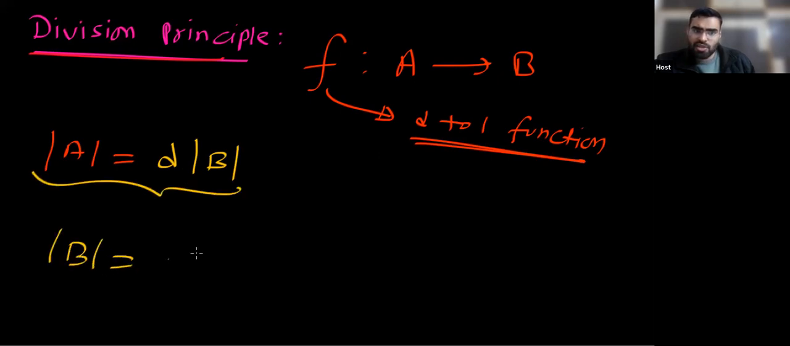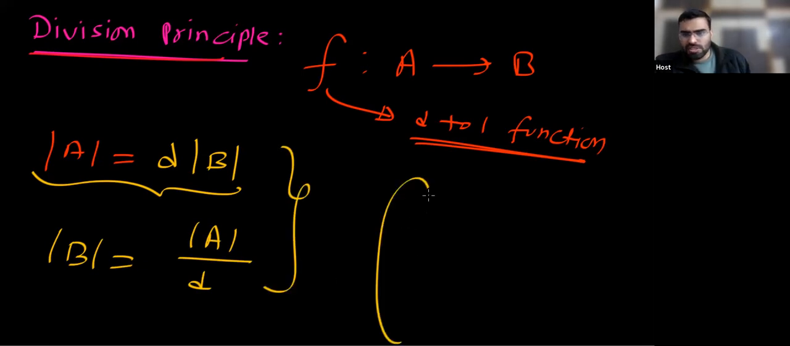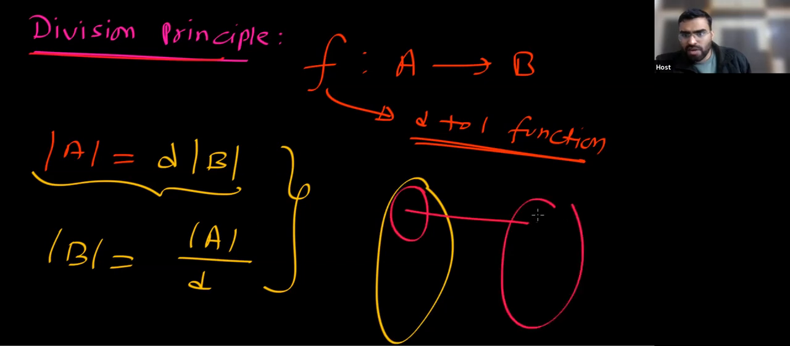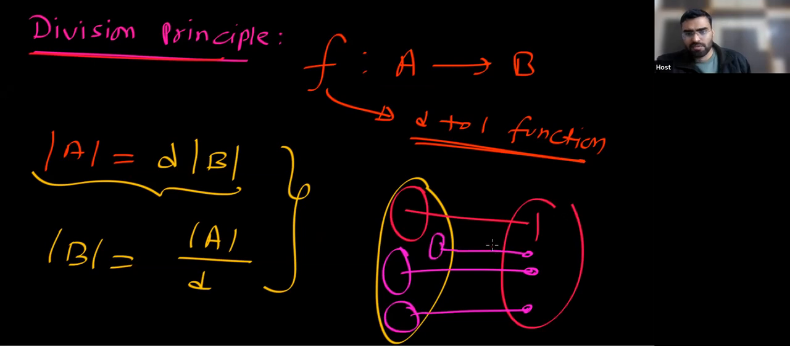And similarly, cardinality of B will be cardinality of A divided by d. Yes or no? Because this is a k to 1 function. So for every one element here, you have k elements here. So this is a d to 1 function. This must be a function.